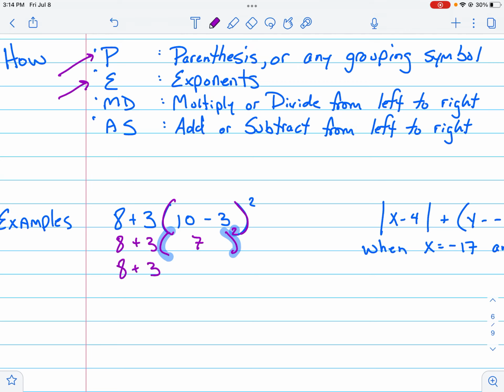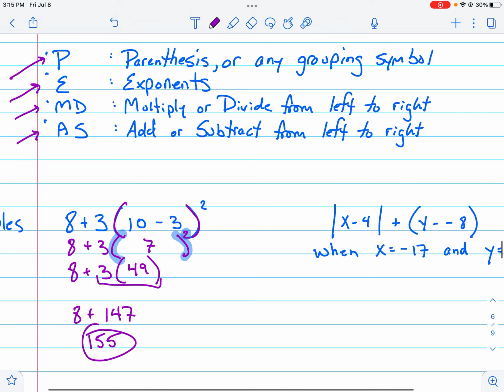So 8 plus 3 hasn't been messed with yet, but 7 times itself becomes 49. So exponents are now done. I move on down my line, multiply and divide. Well, I see a plus sign here. That's not a thing. And I see a multiplication, 3 times 49, so I better do that. So 8 plus 3 times 49 is 147. And multiplication and division are done. And next I move to add and subtract. And 8 plus 147 is, of course, what's that? 155. And we're done.